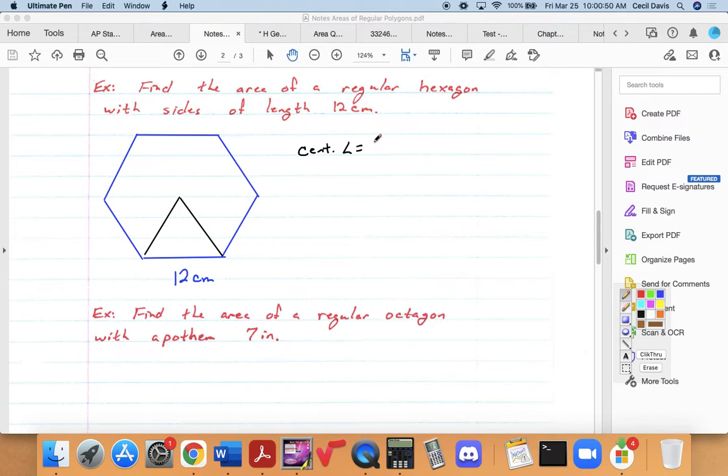The central angle is going to be 360 divided by 6. Cole, you with us? So that's 60. So this angle is 60. I don't normally draw the 60 on there though, because the apothem is going to split it in half. So the apothem splits the side in half and splits this angle in half. It splits this triangle perfectly in half. So each of these angles is 30, and each of these pieces will be 6.